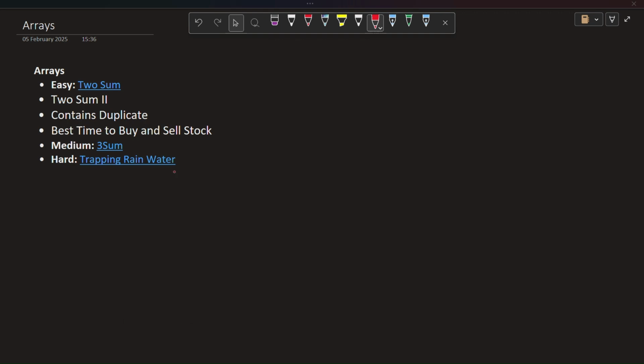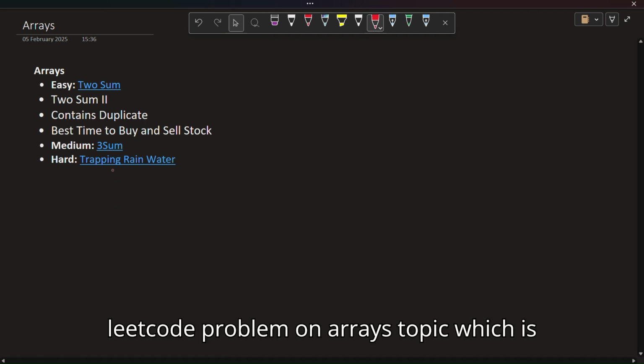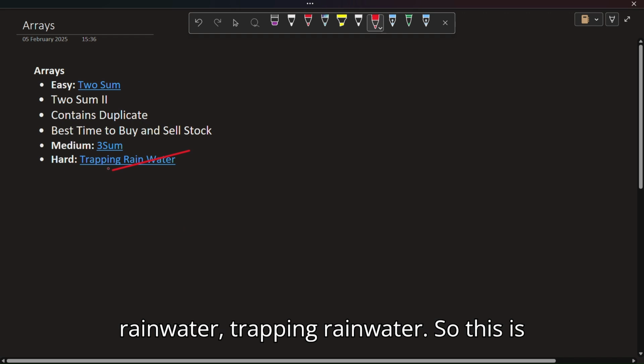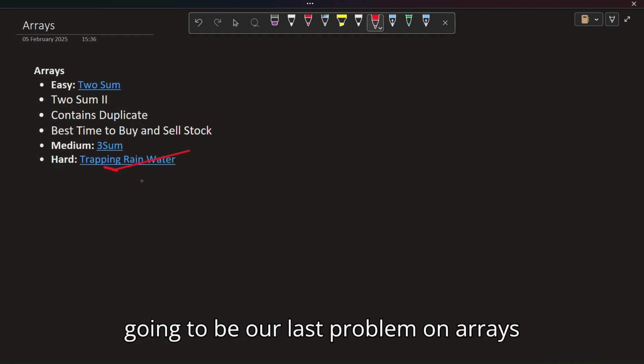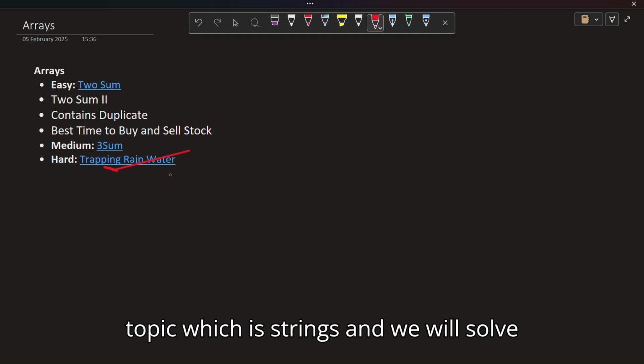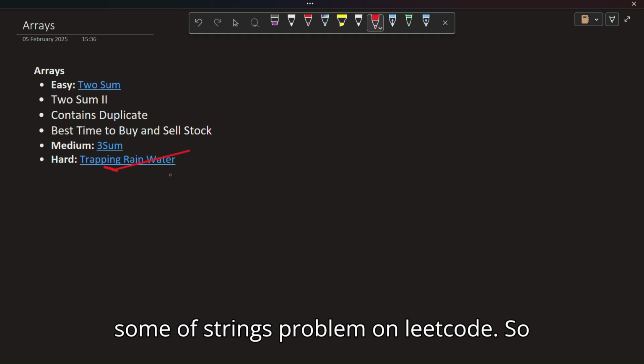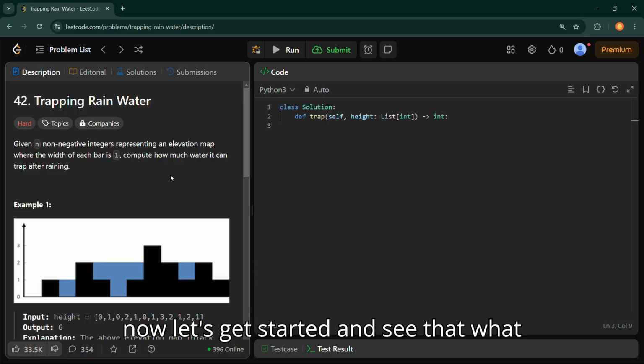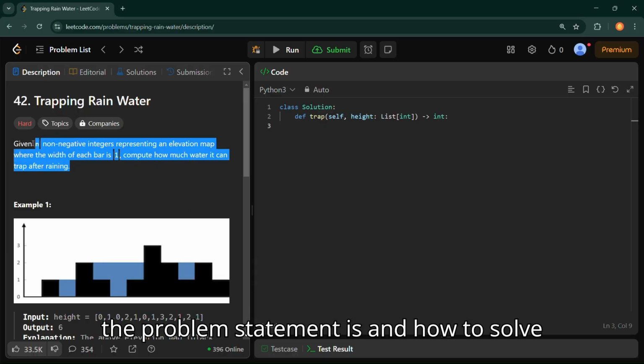Welcome back to TensorFlow. Today we are going to solve another Leetcode problem on arrays topic, which is trapping rainwater. So this is going to be our last problem on arrays topic. After this, we will start a new topic, which is strings, and we will solve some strings problems on Leetcode. So now let's get started and see what the problem statement is and how to solve it.